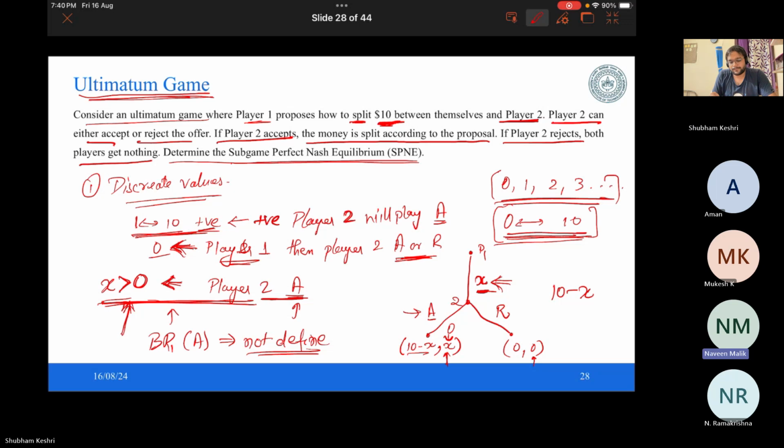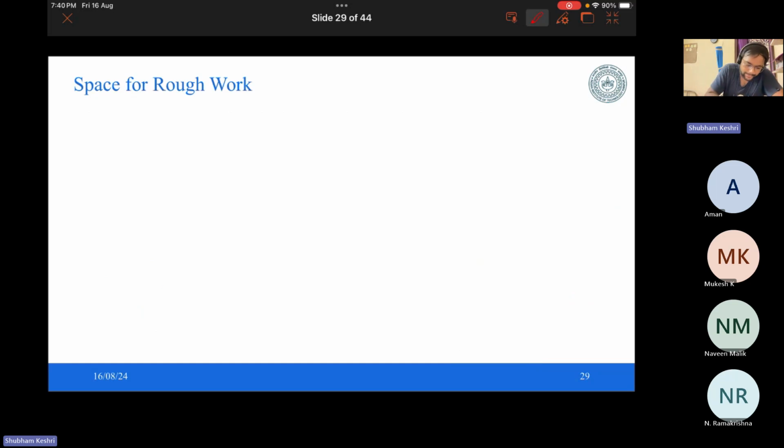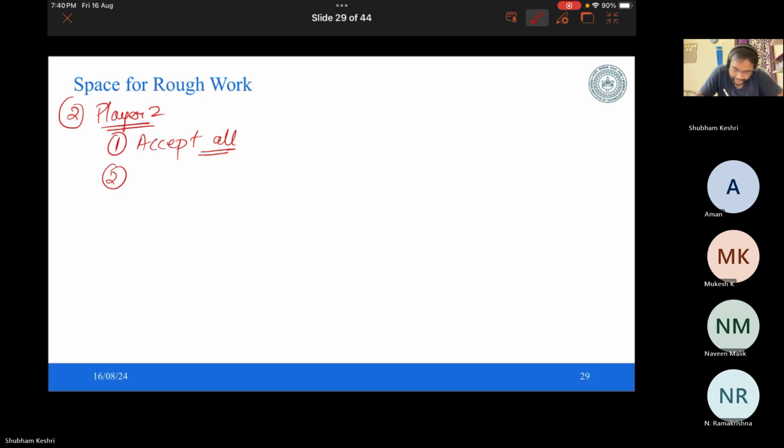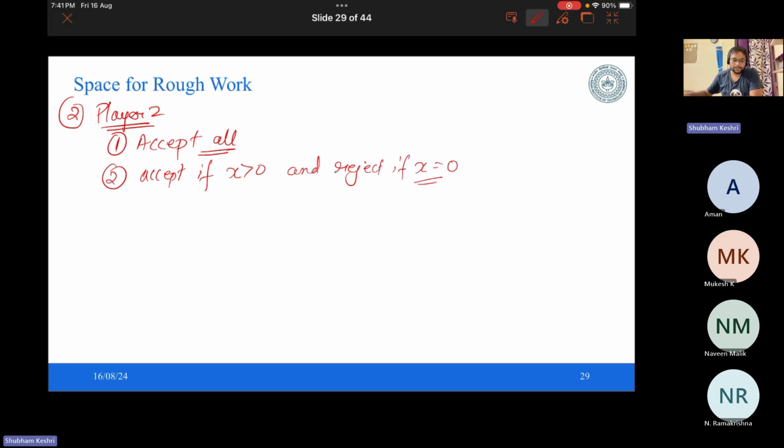But in that case, if player 2 completely rejects the offer, none of them get anything. Then how does it go? No, you see, I will just write this. So player 2 can have two strategies. First strategy is, I will write it clearly, otherwise I can create doubts. Player 2 is saying the first strategy is accept all, whatever is there, accept all. The second strategy, player 2 can say accept if x is greater than 0 and reject if x is equal to 0.